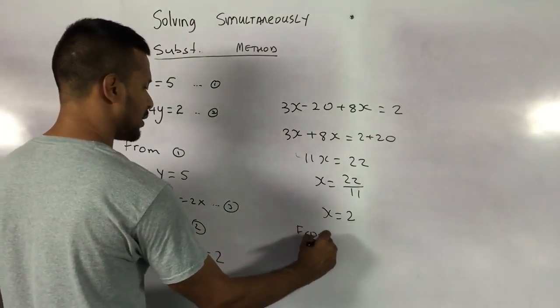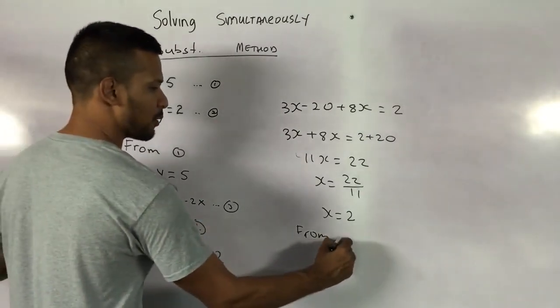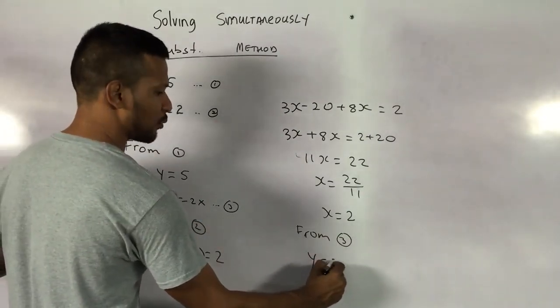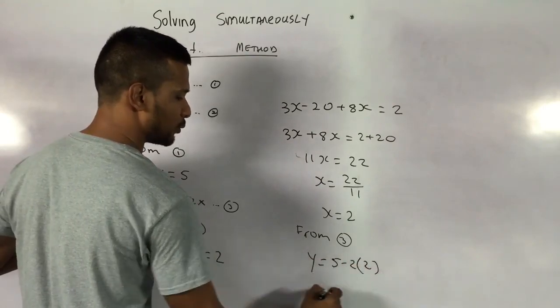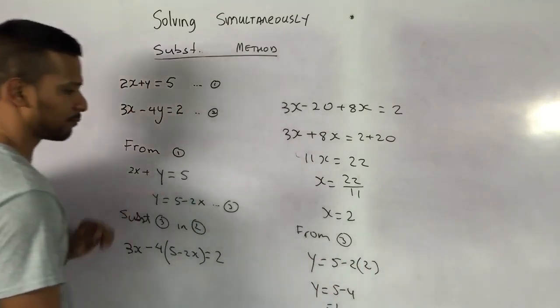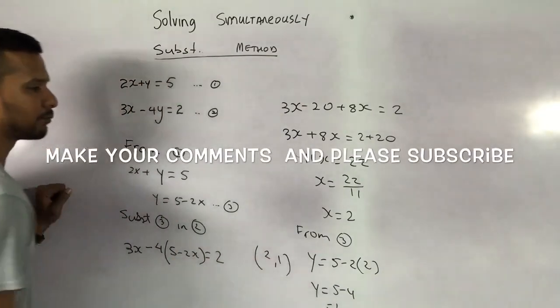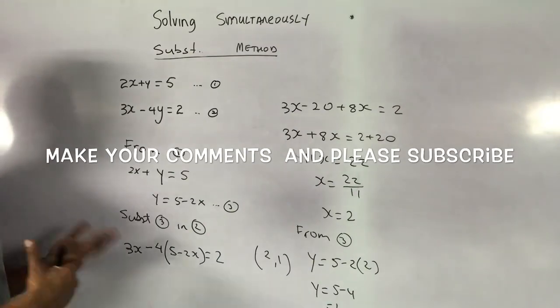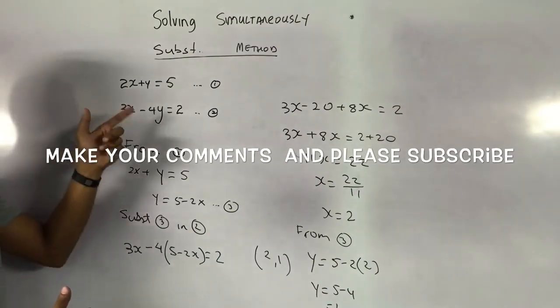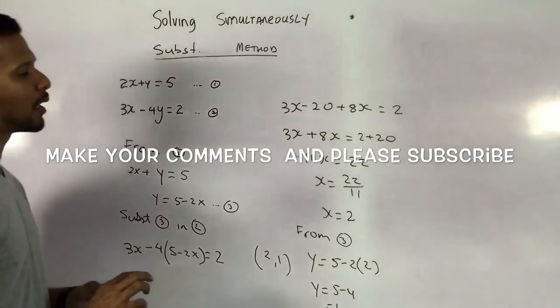So from equation 3, this is the easiest equation to use because I already know y. y is equal to 5 minus 2 by 2. y is equal to 5 minus 4, which is 1. And we have our answer. Our answer is 2, 1. Simple. So we have an example here of elimination method and now substitution method. I hope it becomes easier.